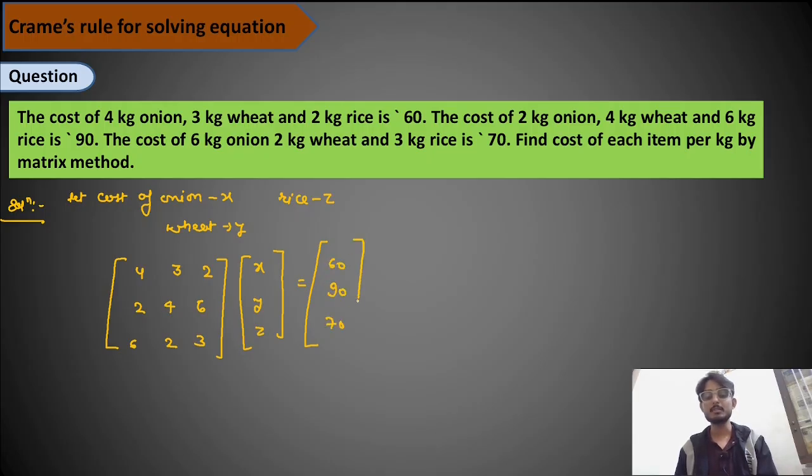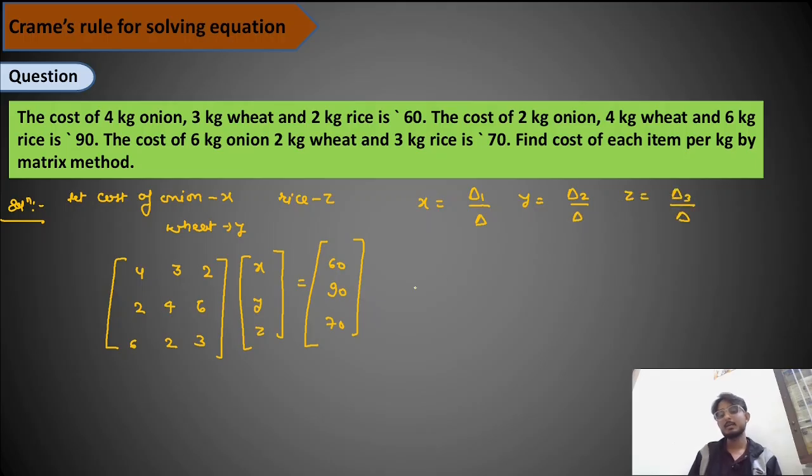Now you have to find this by Cramer's rule. What is Cramer's rule? In Cramer's rule you can find x equal to delta 1 upon delta, y equal to delta 2 upon delta and z equal to delta 3 upon delta. What is delta? Delta means determinant. And what is delta 1? When you replace this matrix. Okay, so here delta equals this given matrix A.